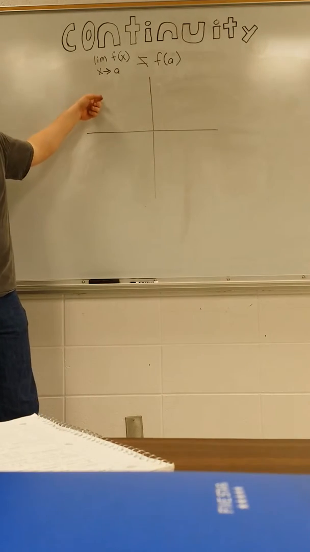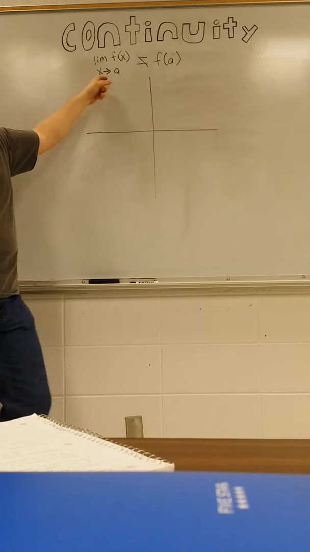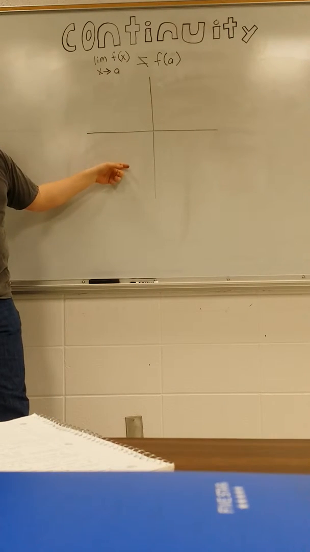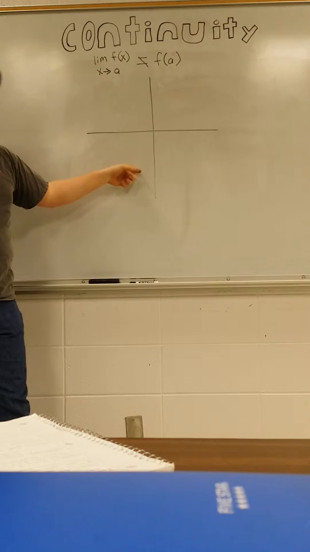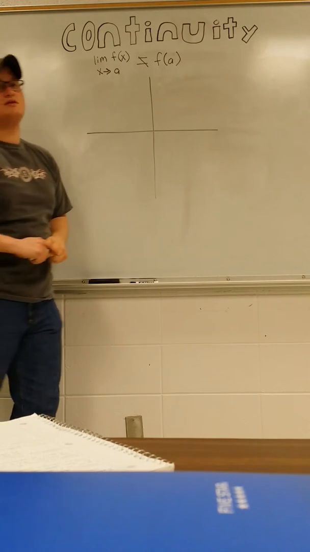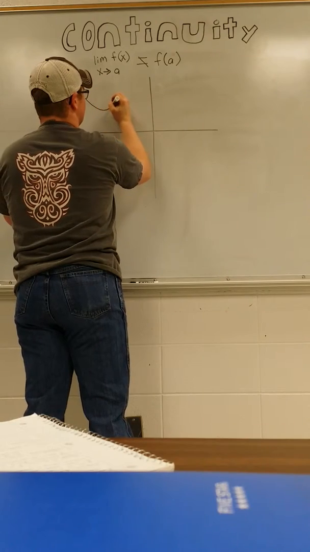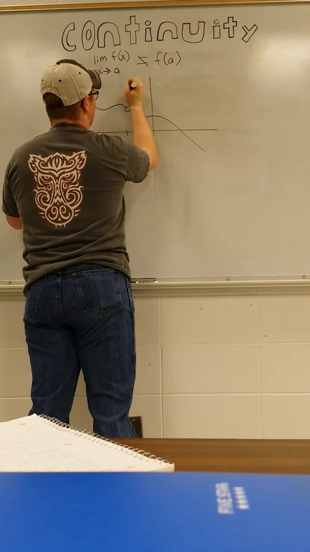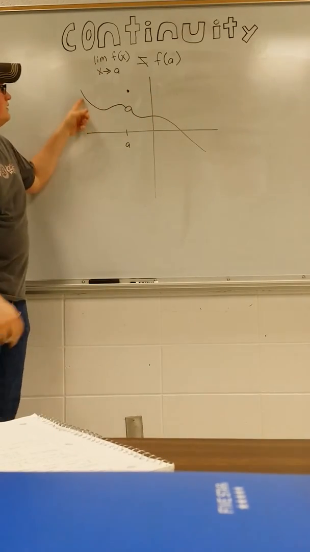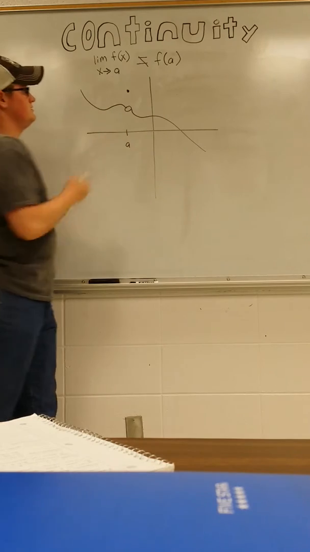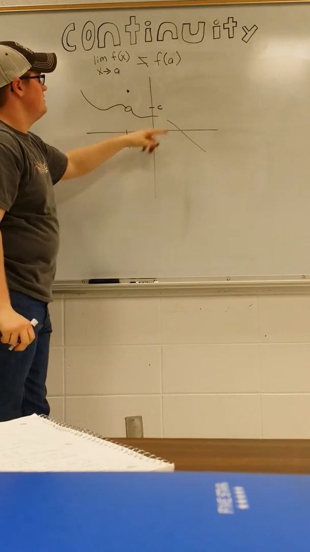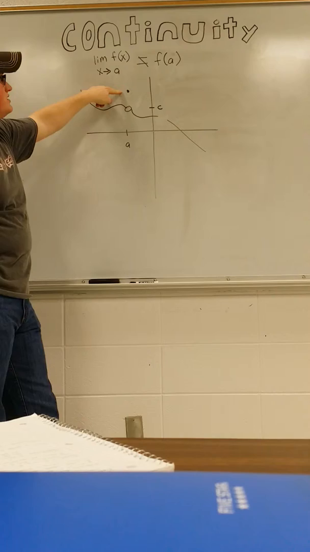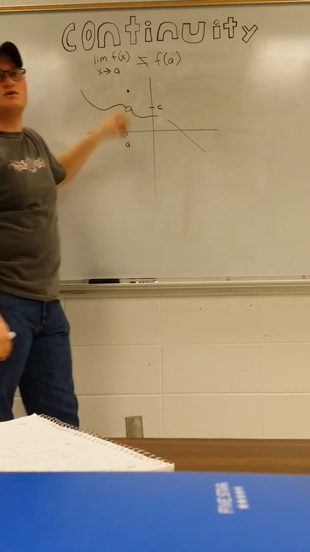And for our third part of our checklist, we have to make sure that the limit of f of x as x approaches a is equal to f of a. Even though we do have a limit that does exist and a value for the function, if those two do not agree, then the function is discontinuous. As you can see here, the function does have a limit at this point here, c, but the actual value of the function at point a is not equal to c. Instead, it's equal to this point up here, which means this function is discontinuous.